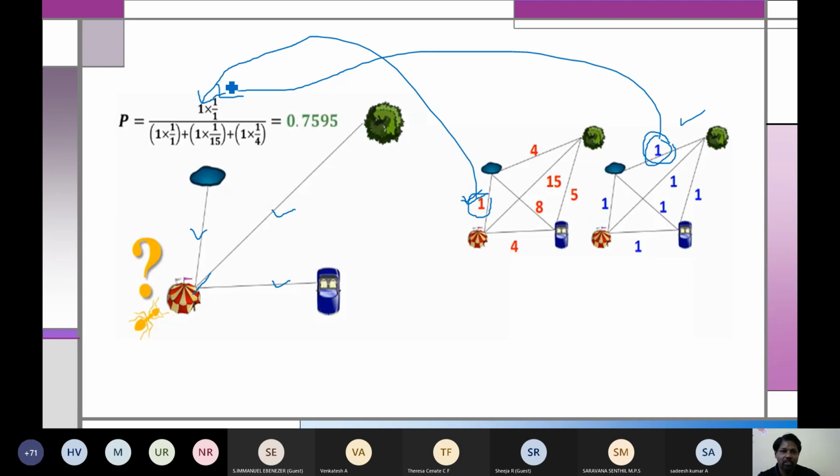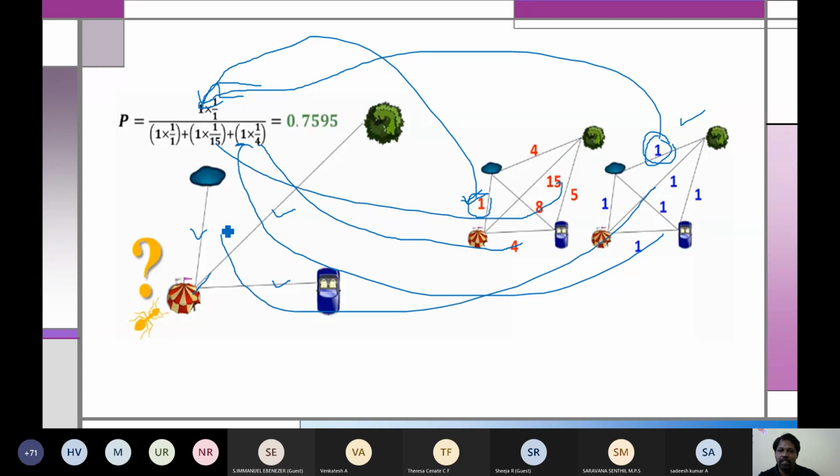I'm sorry, this is the pheromone, right? So this is one pheromone into the second, and the sum is the same. That means 4 is a distance and 1 is the pheromone available, and 15 is the distance and 1 is the pheromone. Just apply that formula, that's all. I'm getting the value as 0.7595 for this first part. So for the first path I'm getting a probability of 0.7595. This is the distance and this is the pheromone.